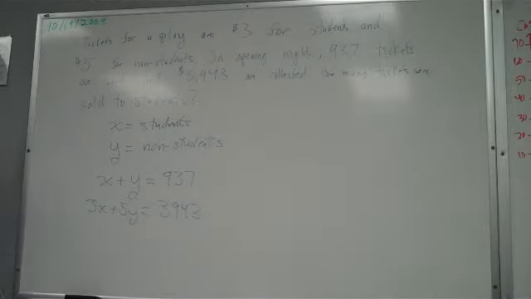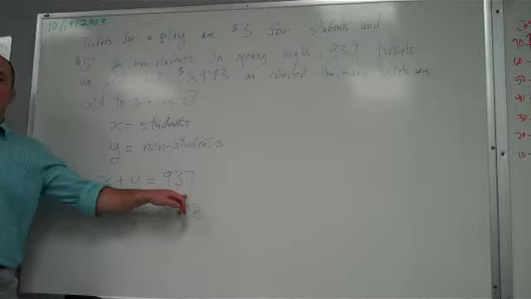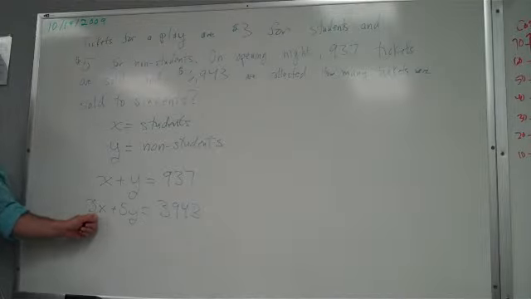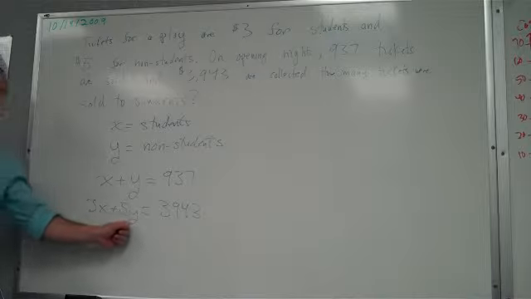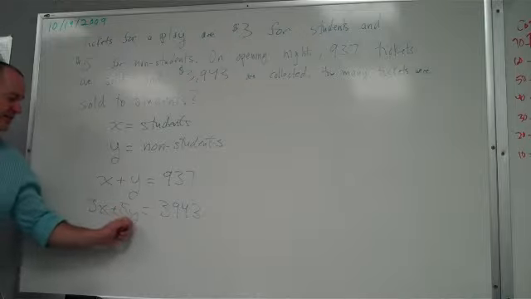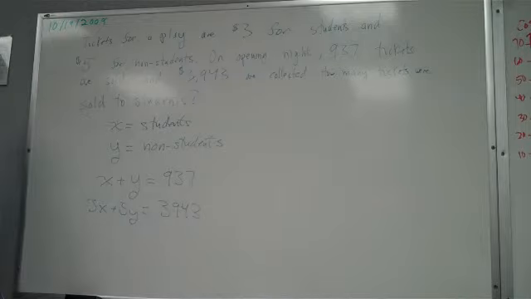Thank you, Sade. Here's your two bits of information. Students and non-students together made 937 people. Each of the students gave me $3, so I have to multiply $3 by the number of students. Each of the non-students gave me $5. The $3 from each student plus the $5 from each non-student gave me a total of $3,943.